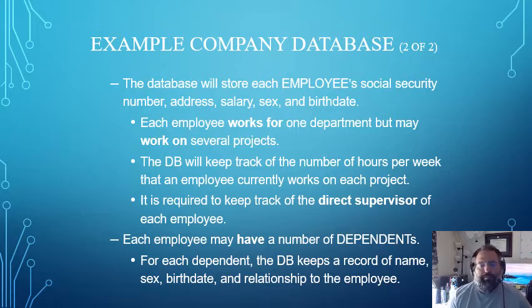So they have a primary department that is their department, but they then may be doing work on multiple projects. The database will keep track of the number of hours each week that an employee works on each project. So you need to be able to track the hours on each project. It's required to keep track of the direct supervisor of each employee. So who's their boss, who's reviewing potentially their time, and so on. And each employee may have a number of dependents, and for each dependent, the database keeps track of the name, sex, date of birth, and relationship to the employee.